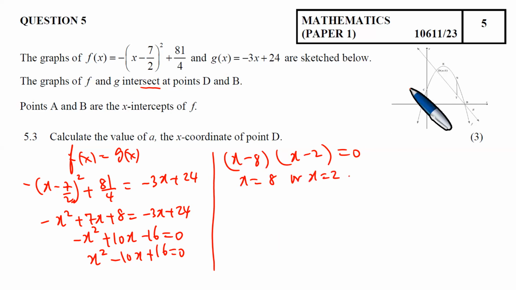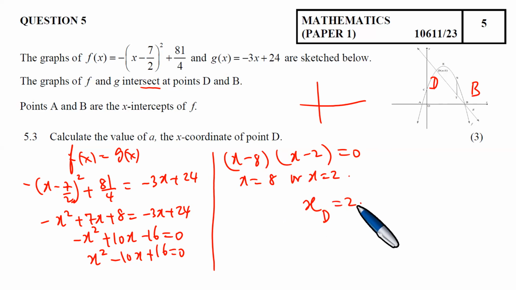So what is x at D? Now the graph is drawn like that, so you can see that D is the point here, and B is the point there. I've made the graph a little bit smaller. So x at the point D is the number 2, and we are actually done because D comes first. So that's 2 there, and the next one is 8 because 8 is to the right of 2. We have to calculate the value of A, the x coordinate of D, and that means the value of A is equal to 2. And we move to the next question, please.